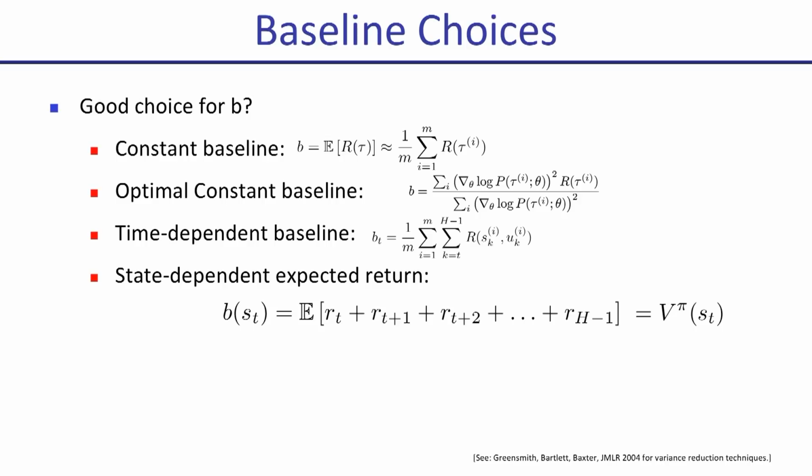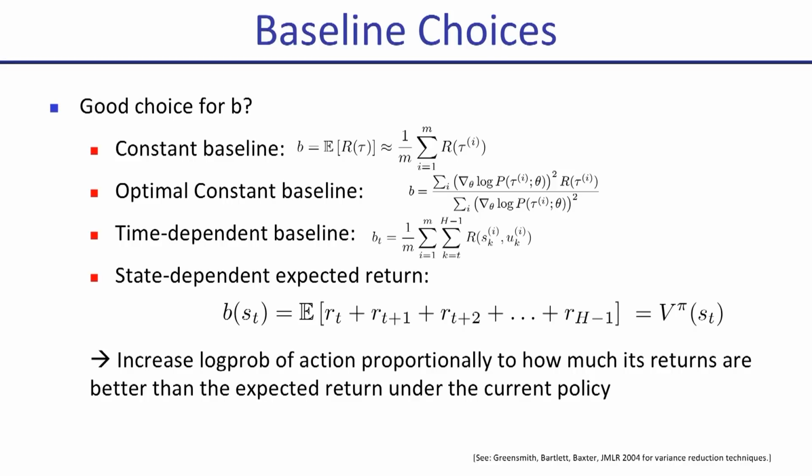I can then compute a value function, V pi of S_t. What's a value function for a policy? It tells you how much reward you're going to get from that state onwards. Actually, that's what we really want, because that value function is telling us how much you would have gotten on average based on your current policy. And then if your action got better or worse, then we want to increase or decrease the probability of that action.